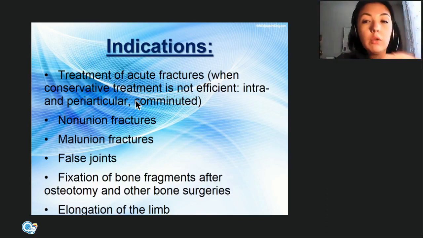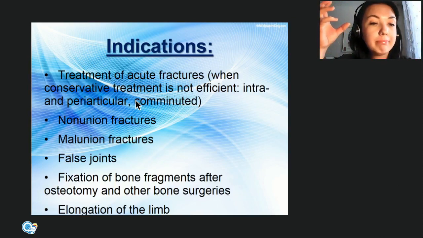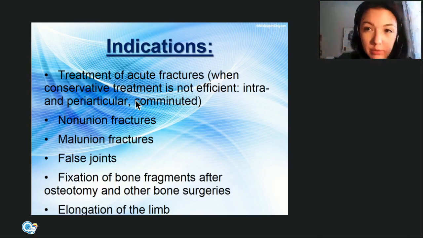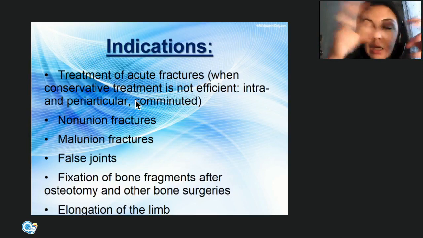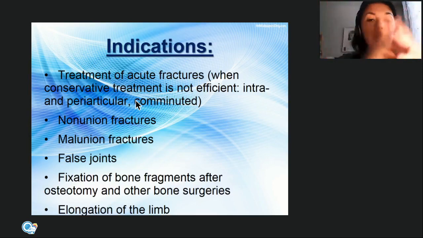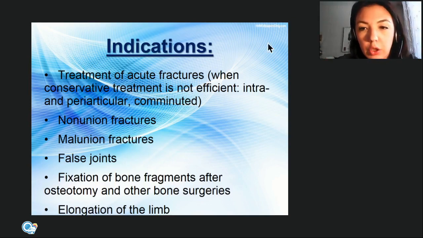False joints, I have already told you. Yes, this is like another type of non-union fractures, but it was not just not healed, but also there is a mobility between the ends of the bone. Yes, and so these are false joints. Fixation of bone fragments after osteotomy and other bone surgeries. And elongation of the limb. Elongation of the limb is another indication for osteosynthesis.